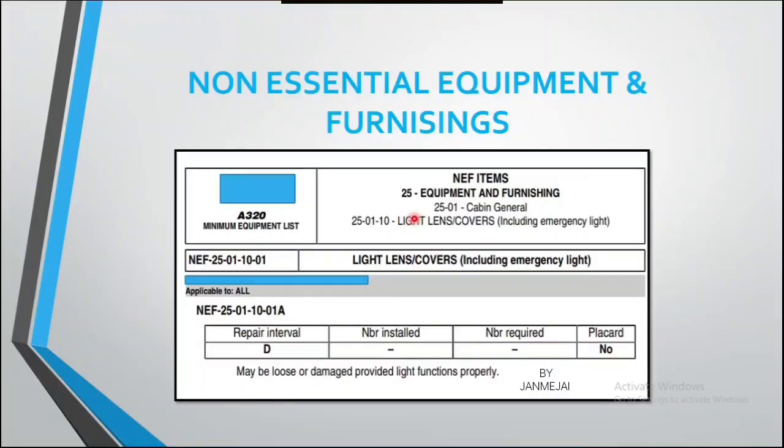So we'll go through some examples. You will find that in the A320 equipment and furnishing, most of the items are covered in the NEF. Let's take one example: light lens cover including emergency light. This will be your NEF reference number, and you will find it applicable to all. The repair interval is T, number installed not mentioned, number required not mentioned, placarding is not required, and it may be loose or damaged provided that the light functions properly.